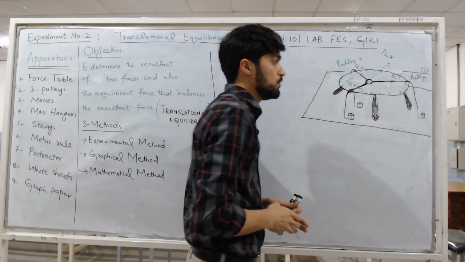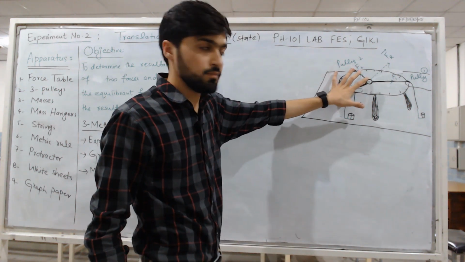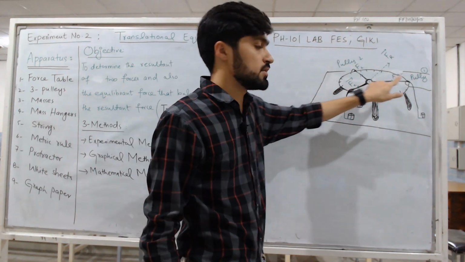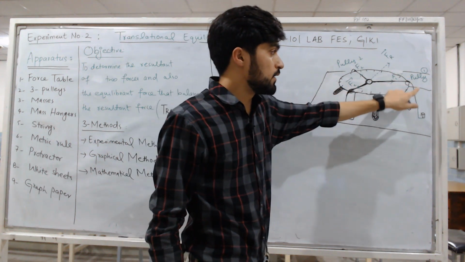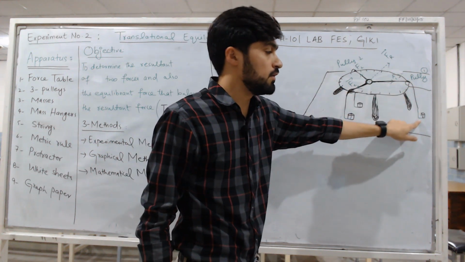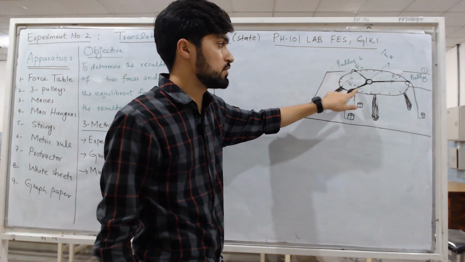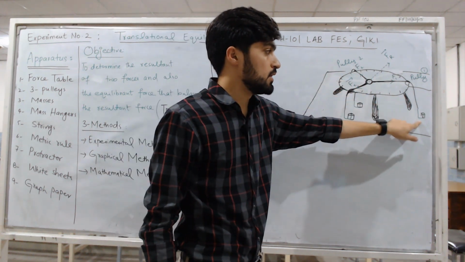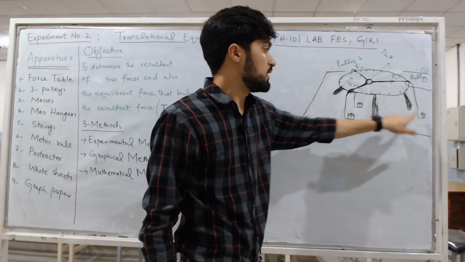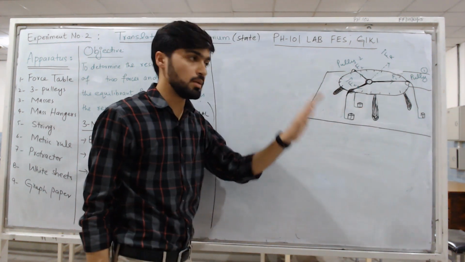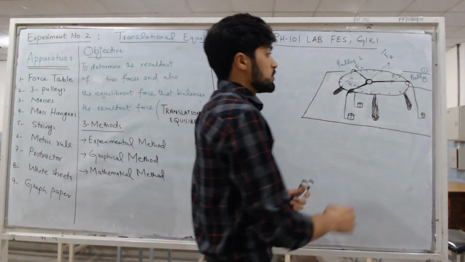So first we will make an initial setup. We will make our force table. We will be using strings that pass over the pulley, and then we will attach them to the mass hangers accordingly. This is the first force, this is the second force, and this is the equilibrium force. So this is the first mass we will put here, the second mass, and the third mass. The masses may be equal or they may be different.